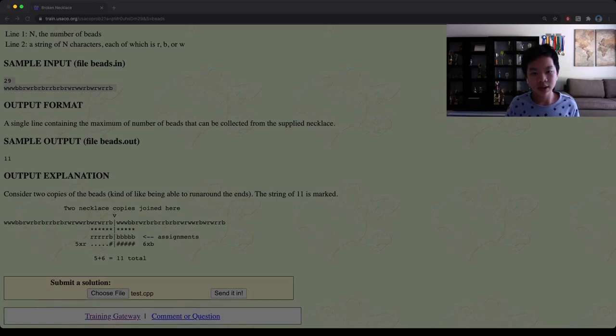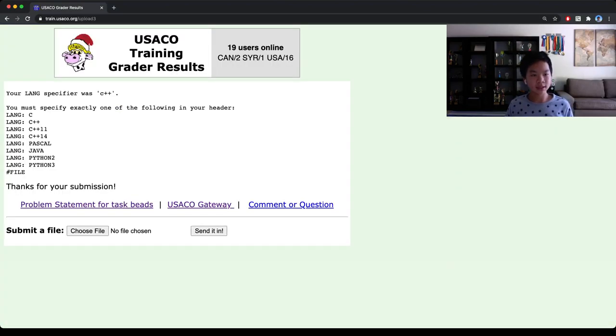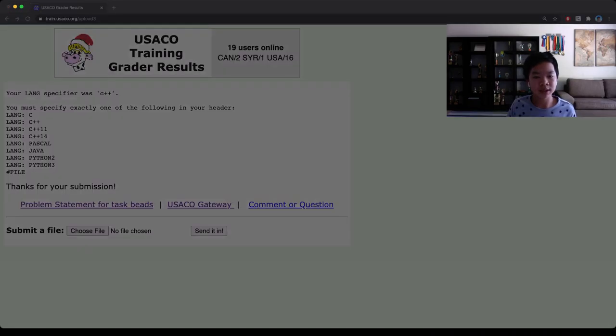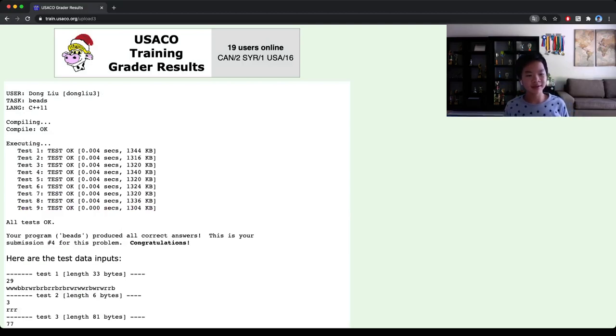Okay, it's here, the necklace, and main.cpp. Oh, looks like I labeled my language wrong, so it's actually C++11. So, submit it again. Okay, it looks like that is right.